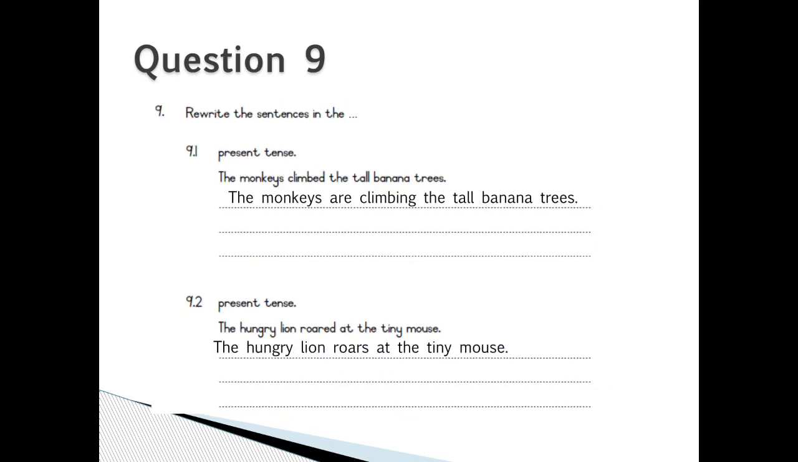Question 9. Rewrite the sentences in the present tense. 9.1. The monkeys climbed the tall banana trees. Answer. The monkeys are climbing the tall banana trees. Question 9.2 present tense. The hungry lion roared at the tiny mouse. The answer. The hungry lion roars at the tiny mouse.